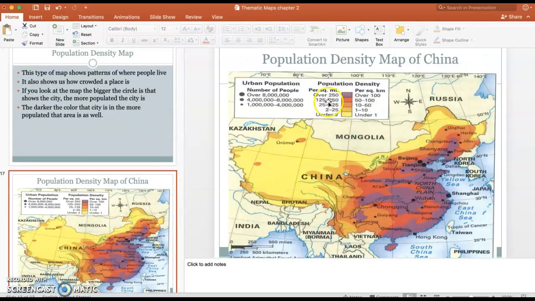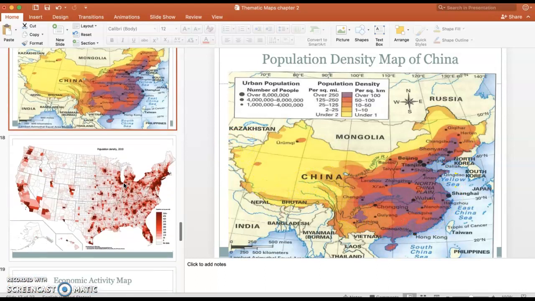Coming to the end, we know that population maps show how many people are in a certain area. Okay? It's showing the density, how many people are in a certain area. In this particular case, it is a country. It's not always countries. It could be a state. It could be a continent. It could be anything.